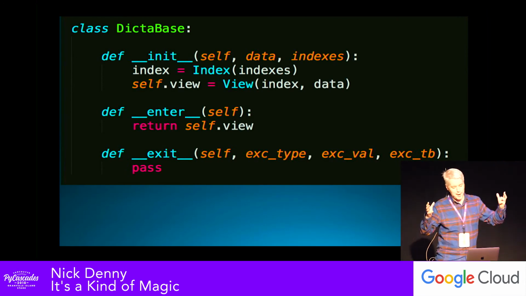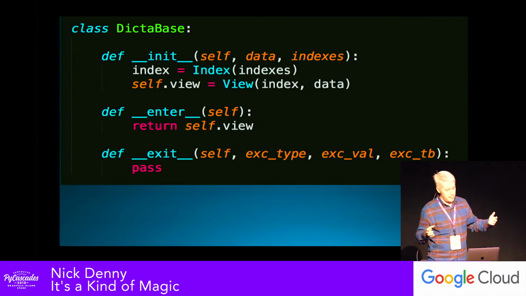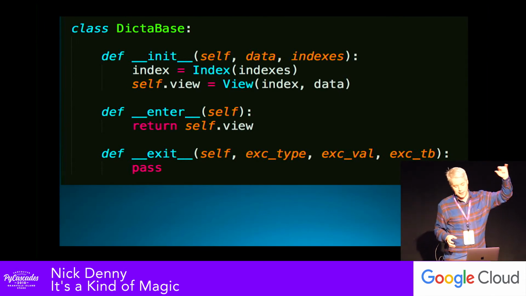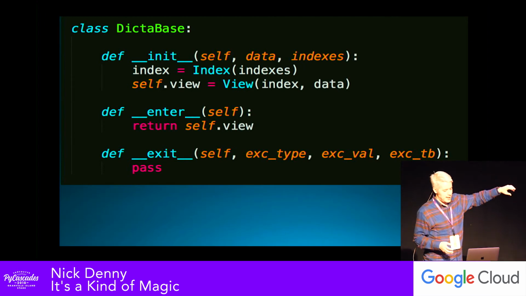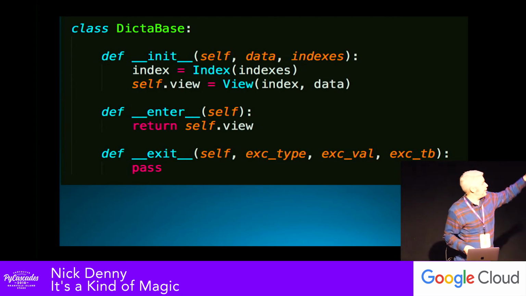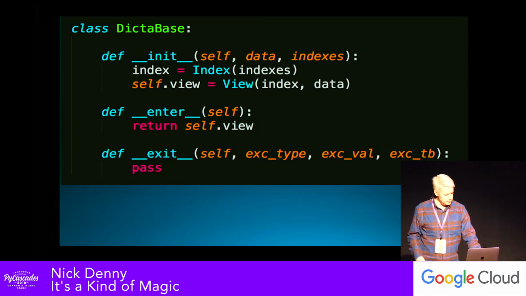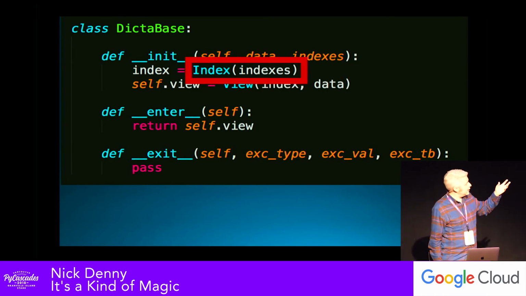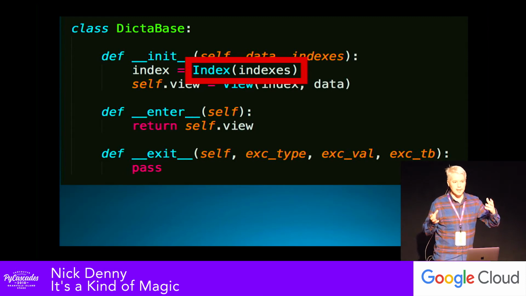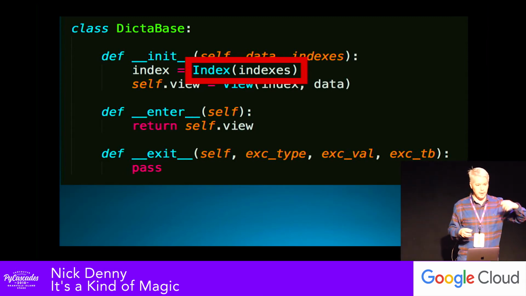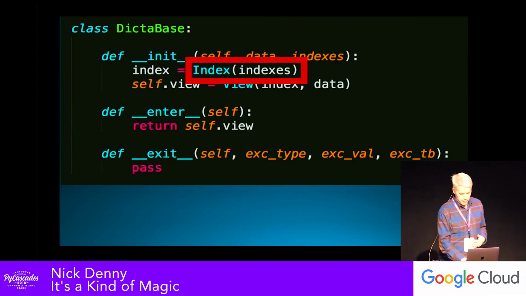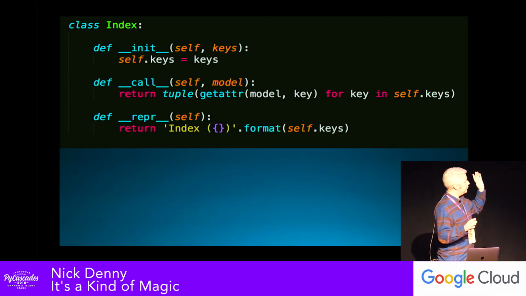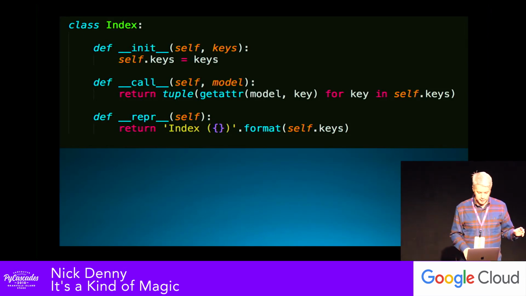Dictabase is the parent of everything here. It doesn't actually do a lot because, as you saw, I was creating it and immediately calling with. So actually what it does is it just gets the data and the index and creates this helper class, view, and then the enter will be returning it. So that's fine. So we have the index class. Because in a database, you define your indexes, and that's how you can query things quickly. So the index is a list of the attributes we're going to index on. The index class looks like this. I'll go into a bit more how this works in a second.